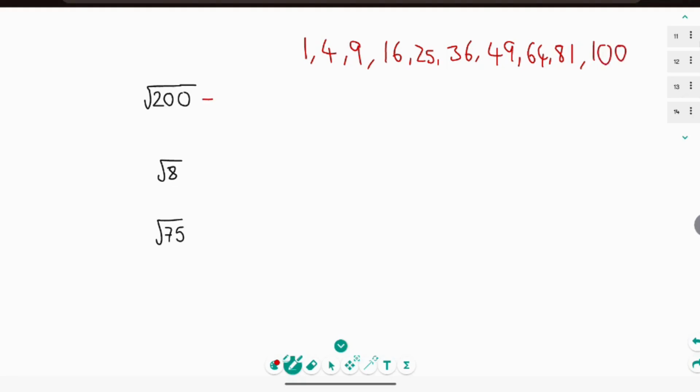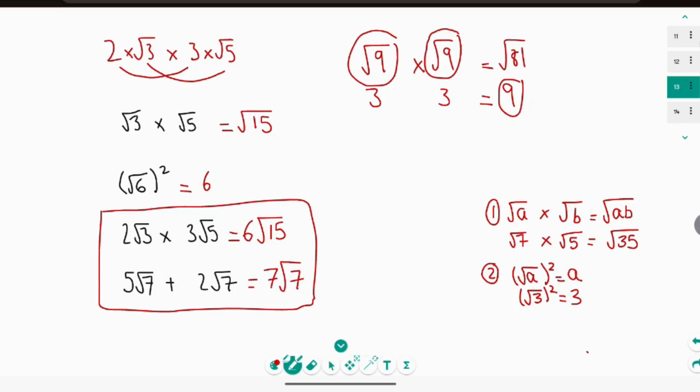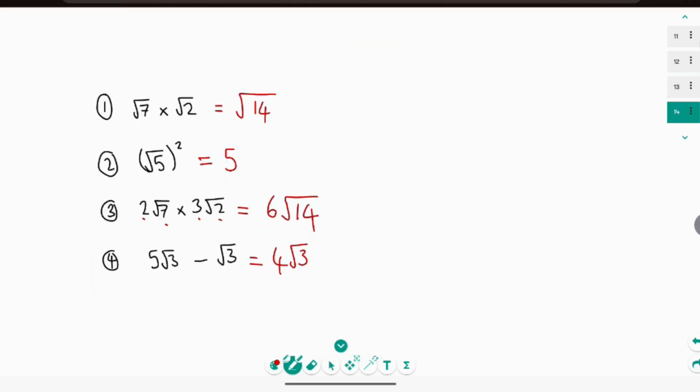Okay, so root 200. If you look at all your square numbers, which is the highest common factor of 200? Well, it's 100. So I can write root 200 as the root of 2 times 100. This is linking back to rule 1, kind of in reverse.